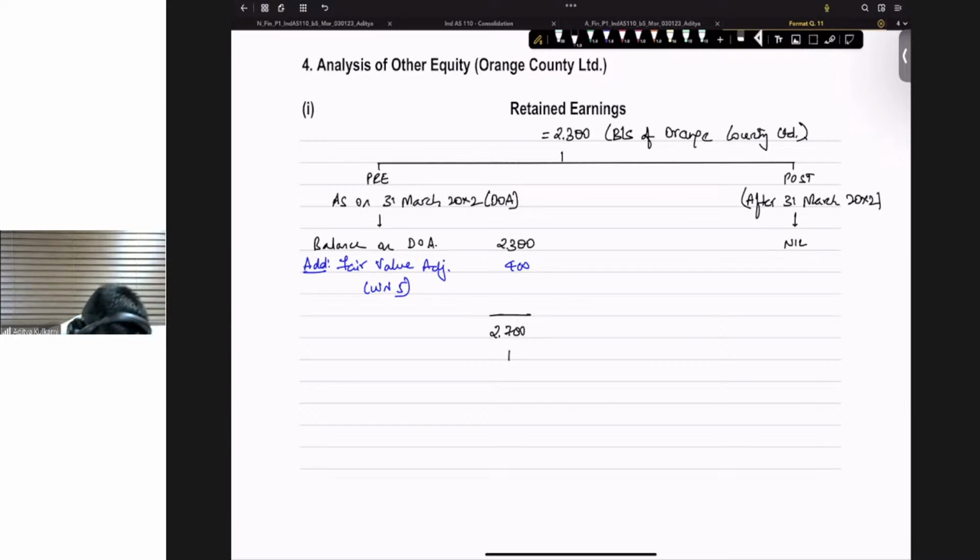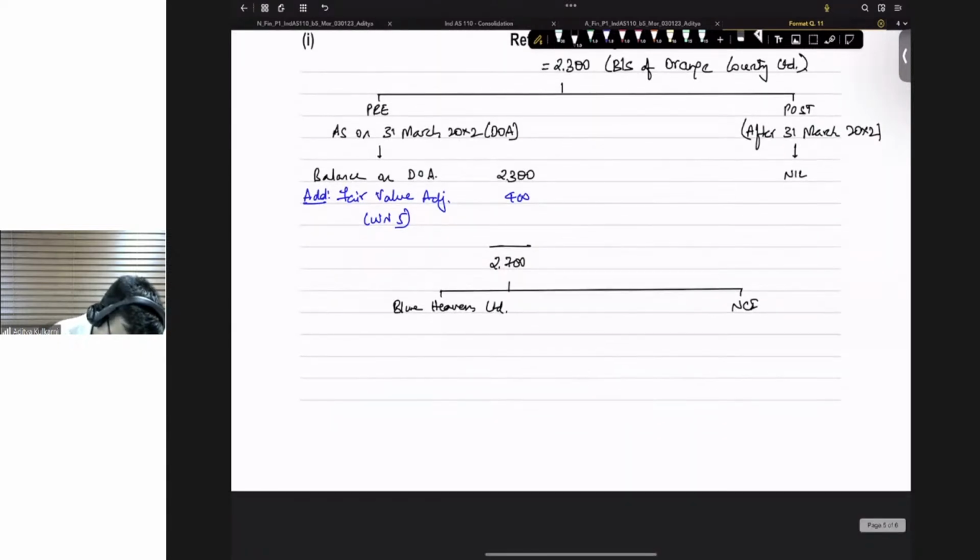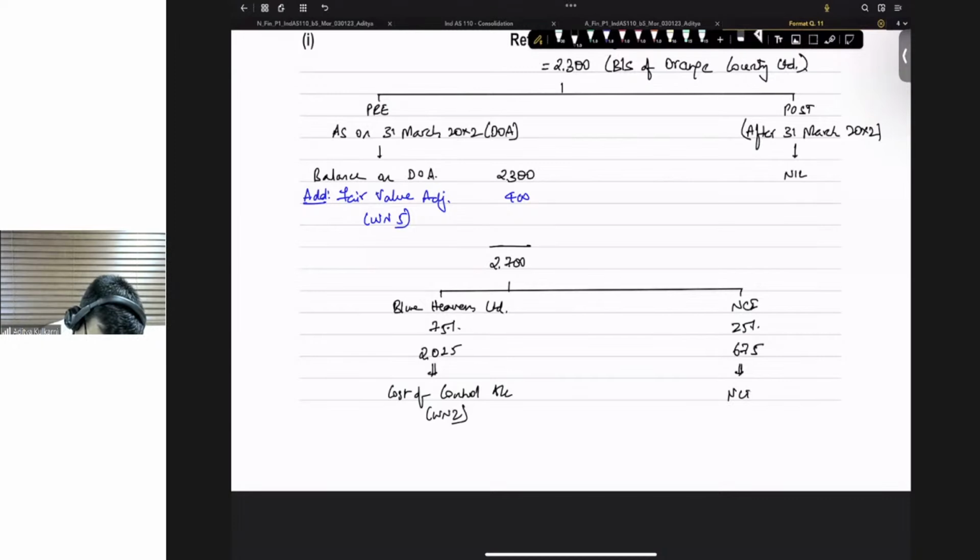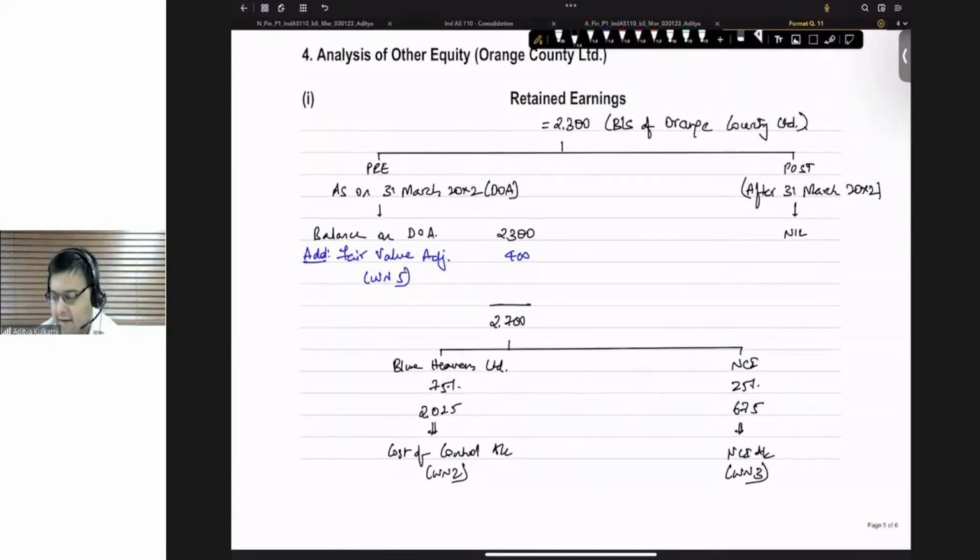So this one needs to be split between two parties. One is the parent, which is Blue Heavens, and the second is NCI. In what ratio? 75%, 25%. So this comes to 675 and this comes to 2025. Where will 2025 go? Sir, this is pre-acquisition. So this goes to cost of control account, that is working note 2. Where will this 675 go? This will go to NCI account, that is working note 3. So that takes care of my fair value adjustment.